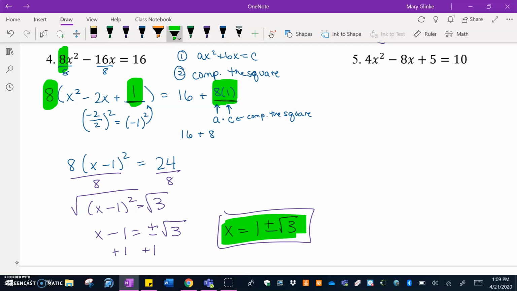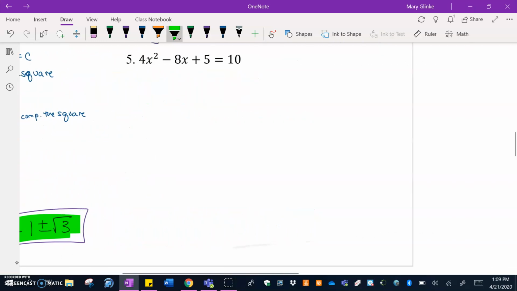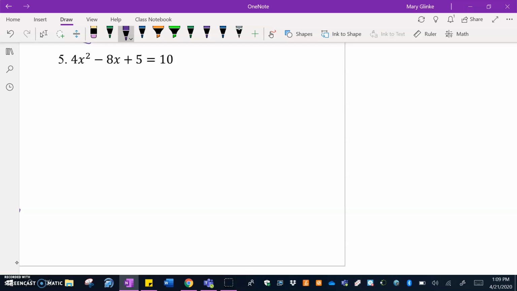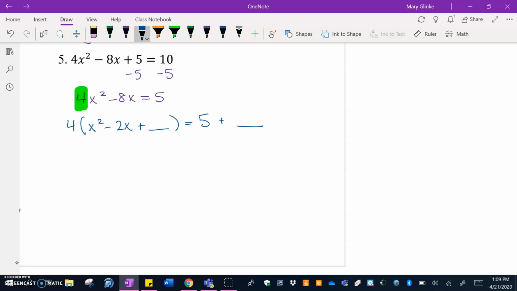So let's check out another one where you have that a value out in front. So number 5 here, we're going to go ahead and subtract 5 to the other side. We get 4x squared minus 8x equals 5. We notice, again, we have an a value here, so we are going to go ahead and factor out that a value. We get x squared minus 2x. We are going to leave a spot for our completing the square. And on the right-hand side, we're going to also leave a spot for completing the square.